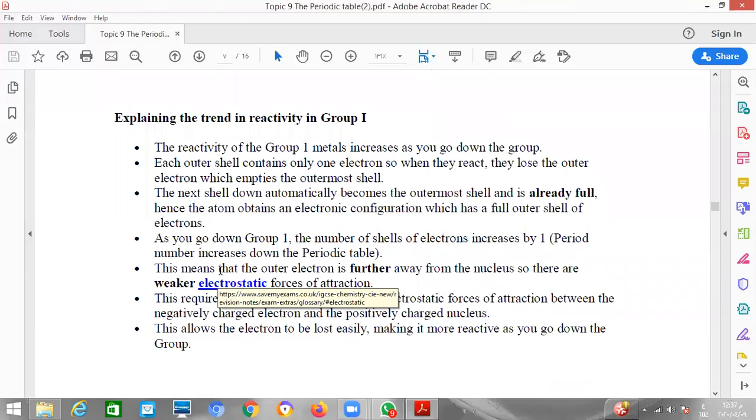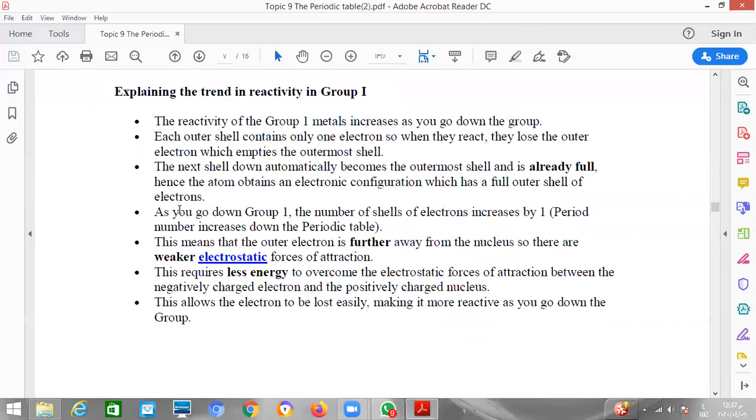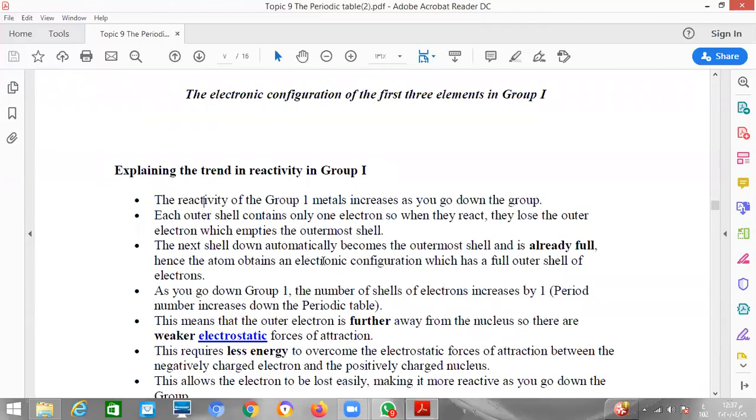So what about the trend in group number 1? They are very reactive, and they all have 1 electron in the outermost shell. By going down, the number of shells increases. So in group number 1, by going down, softness increases, density increases, reactivity increases. Put this in your mind.